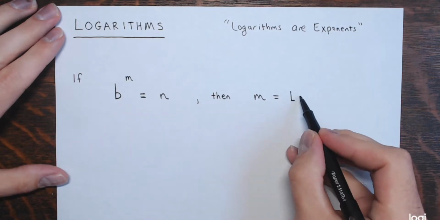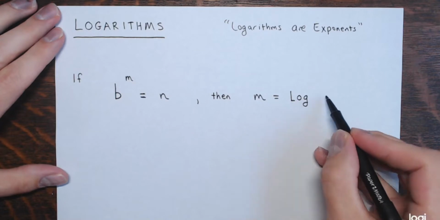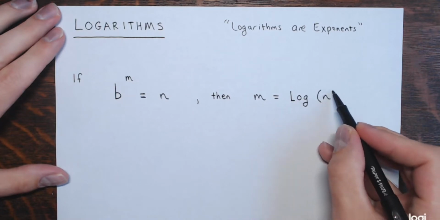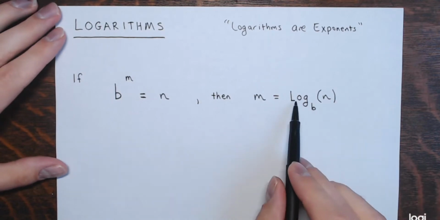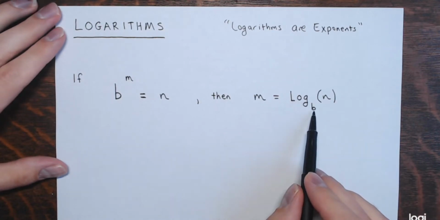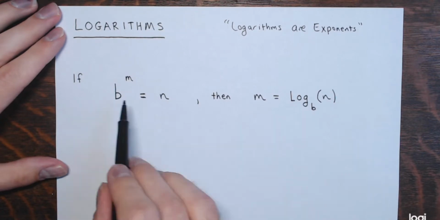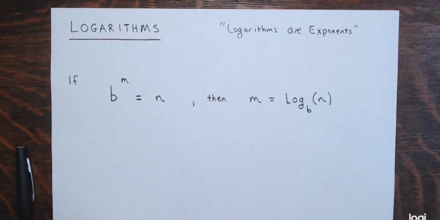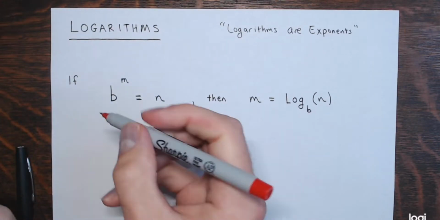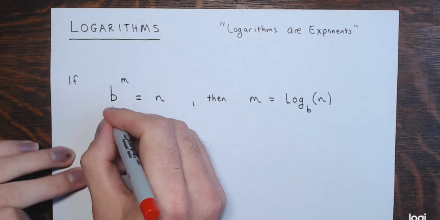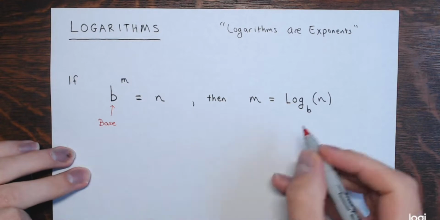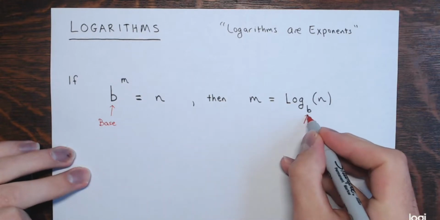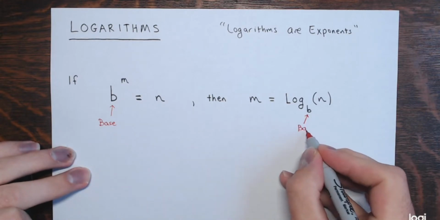And the way that's abbreviated is this: log of n base b. Right? So log with the little number here as a subscript. This little number here is the same as this number here. Right? Those are called the base. So base b, this little b here is the base of the logarithm.